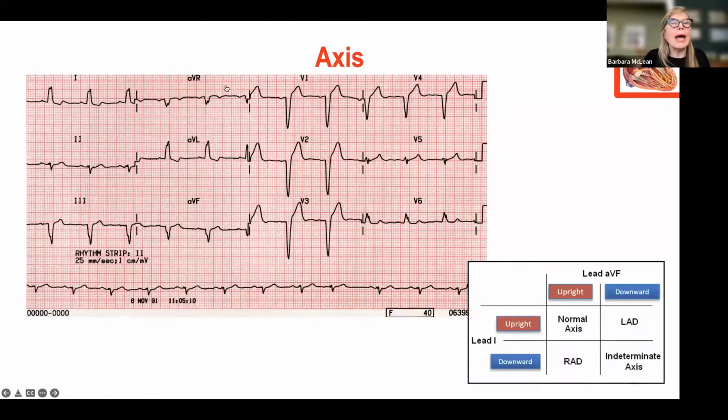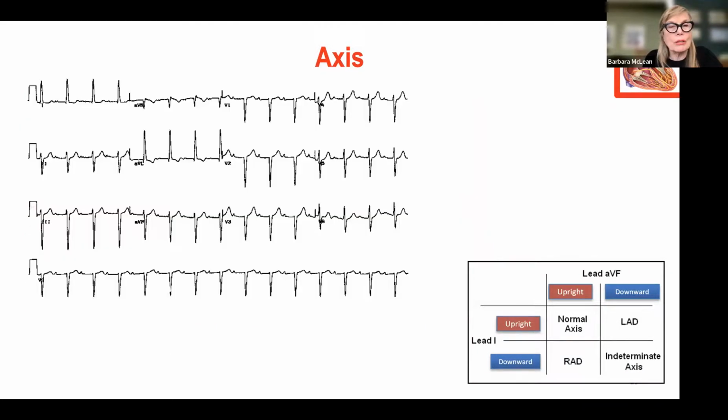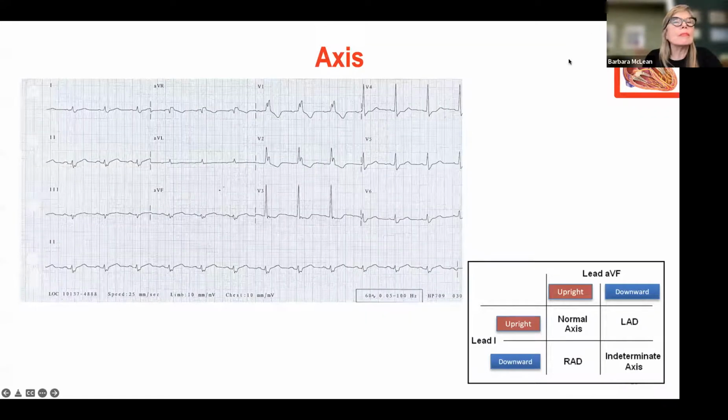Okay. And this one's pretty simple. Lead 1 is upright, aVF is downwards. This is a left axis deviation. Okay. Again, upright in 1, downward in F, left axis deviation.